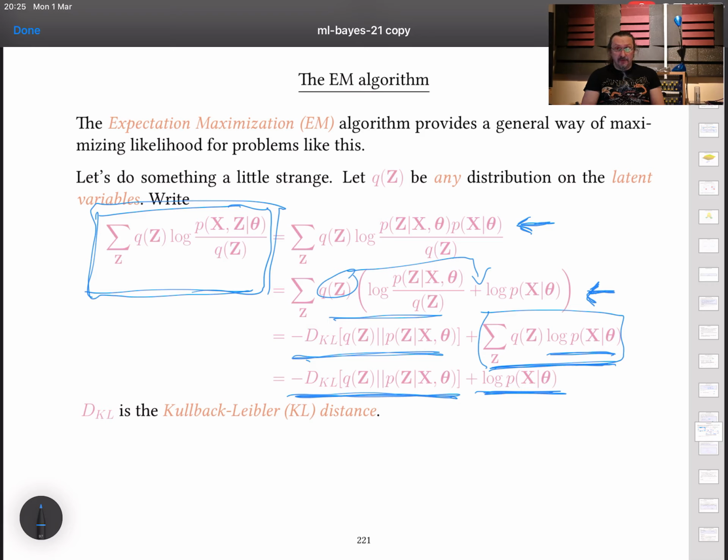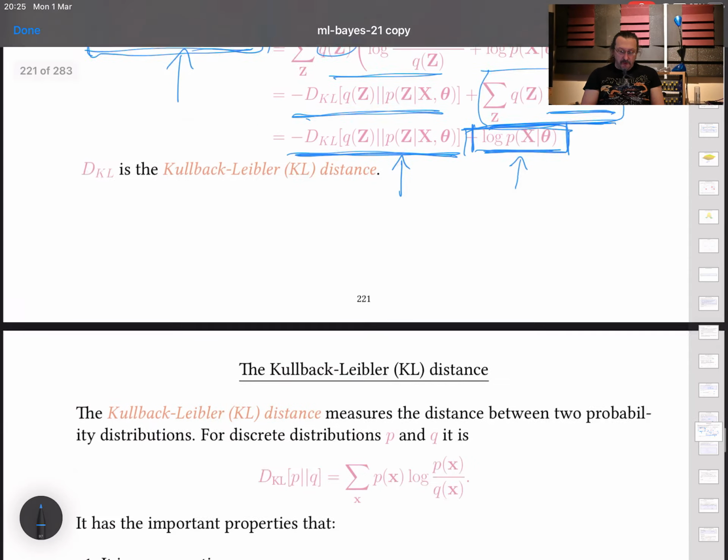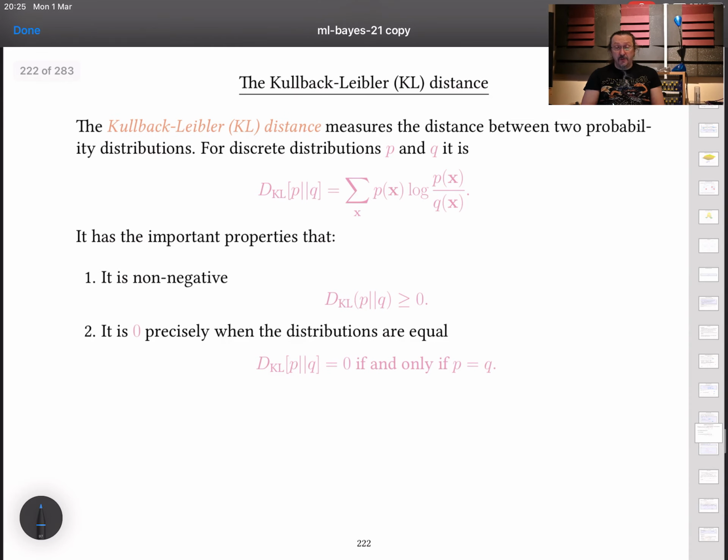So, on this slide, we start with this expression for reasons that will become clear in a moment. We end up with the KL distance between two distributions on Z, and this term, which, let's just remind ourselves, is the thing we're actually really interested in. This is the actual likelihood that we want to maximize. So, we need to know two properties of the KL distance.